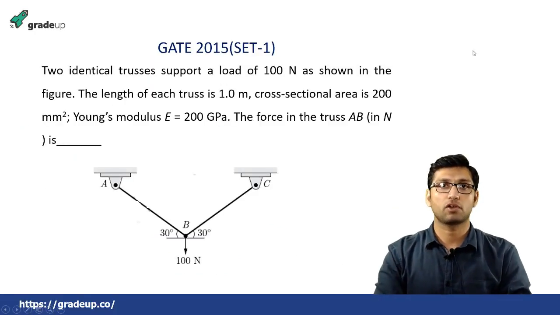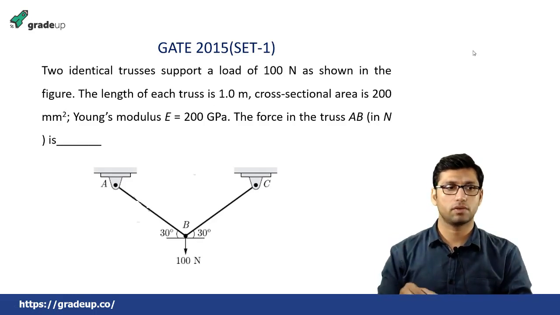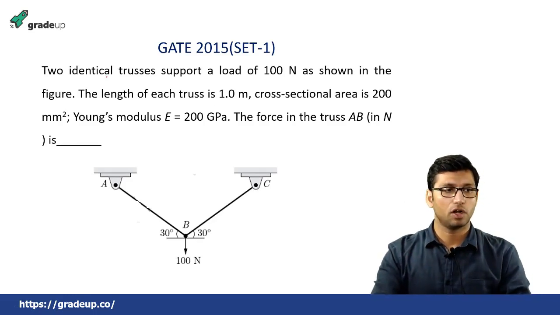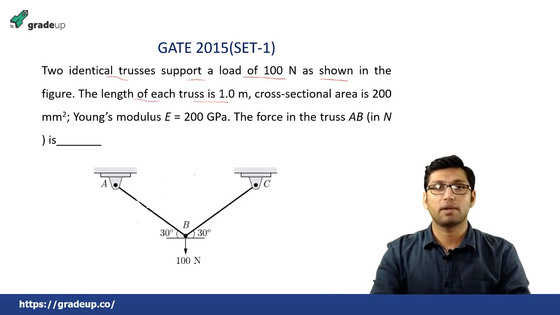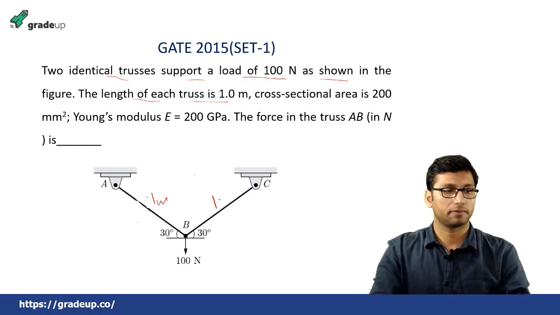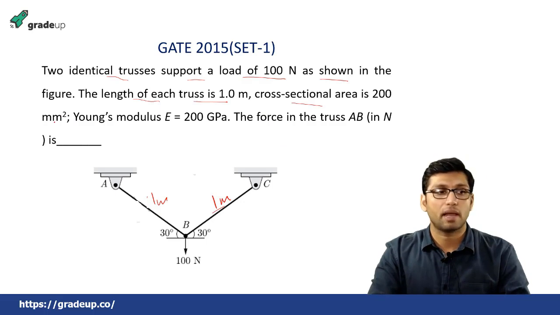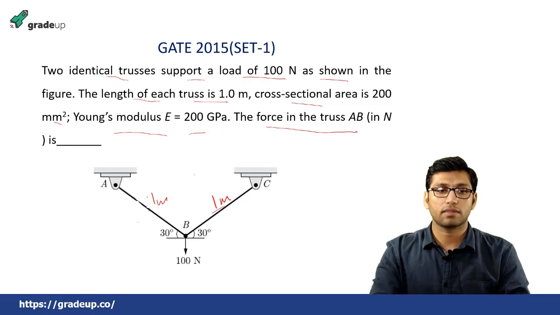Now the first question is from GATE 2015 set 1. This was a question asked from the topic of trusses. In this question it is given that two identical trusses support a load of 100 Newton as shown in the figure. The length of each truss is 1 meter, the cross section area is 200 mm square, and Young's modulus is 200 gigapascal. You have to find the force in the truss AB in Newton.